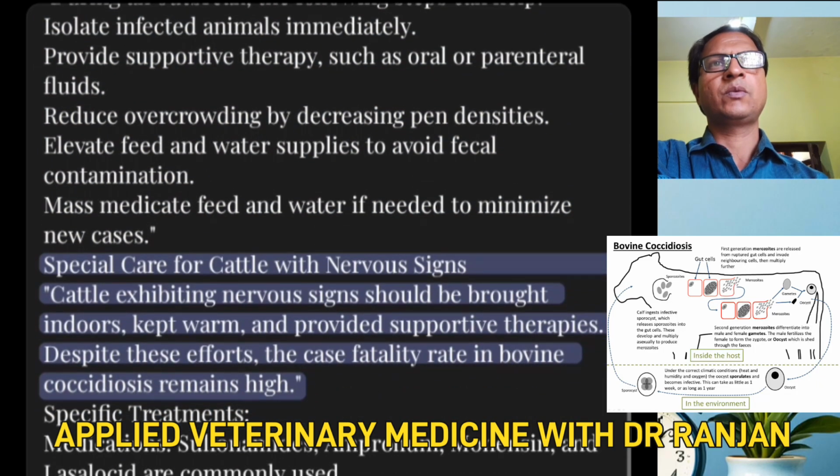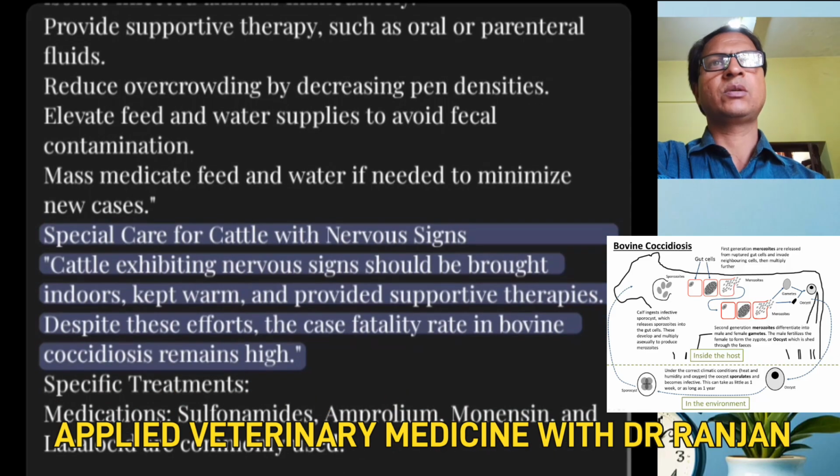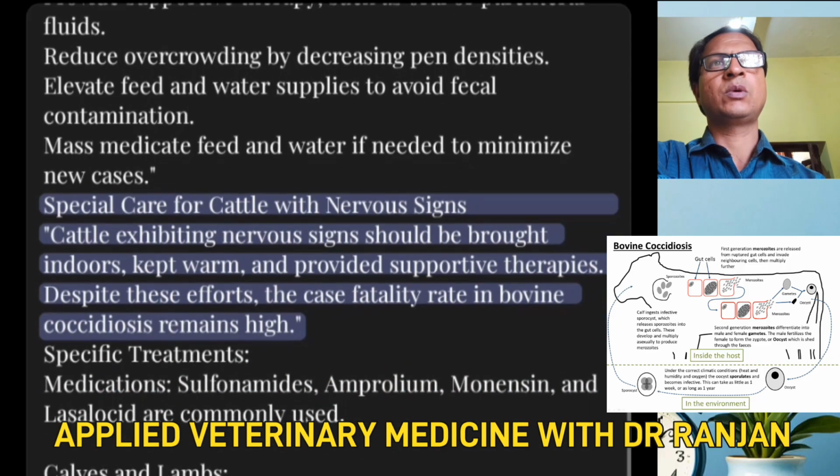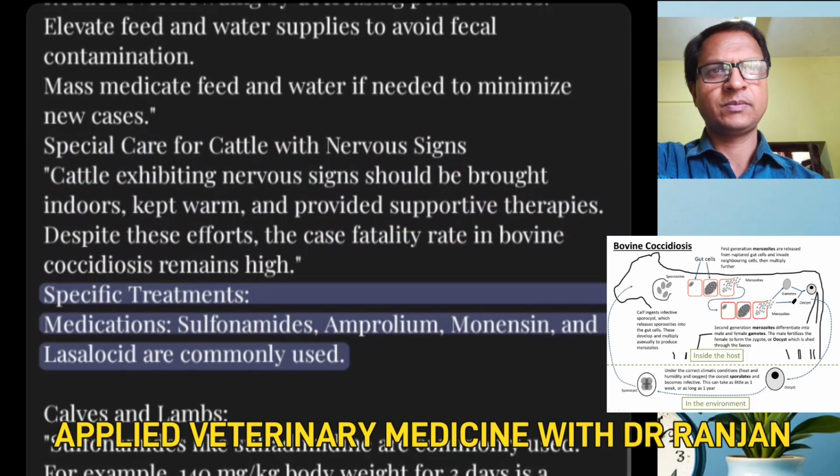Special care for cattle with nervous signs. Cattle exhibiting nervous signs should be brought indoors, kept warm, and provided supportive therapies. Despite these efforts, the case fatality rate in bovine coccidiosis remains high.